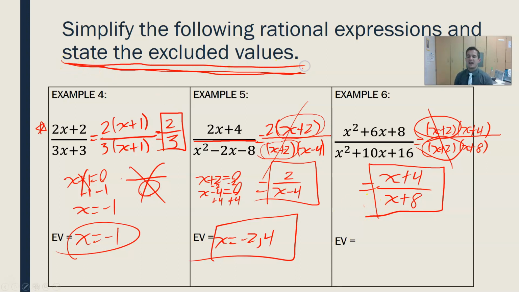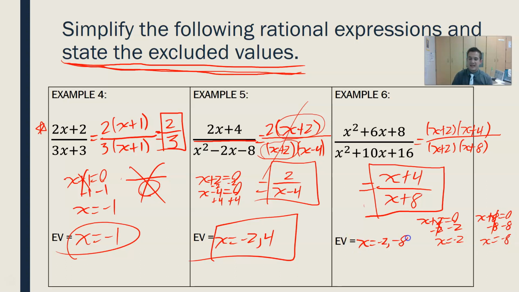Now, let's state all the excluded values. In my original expression here, before I simplified, what values of x would make the denominator equal to 0? Well, I have to set x plus 2 equal to 0, and x plus 8 equal to 0, because those are both factors in the bottom, or in the denominator. On this one, I'll subtract 2 on both sides and get x equals negative 2. This one I'll subtract 8 on both sides and get x equals negative 8. So my excluded values are x equals negative 2 and negative 8.